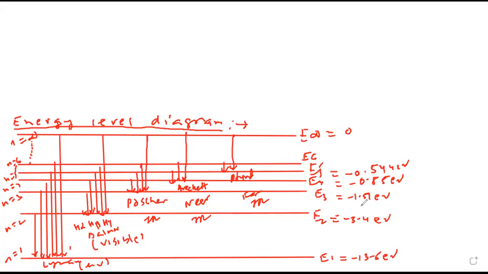Lyman series means its lowest orbit is 1, higher can be 2, 3, 4, 5 up to infinity. For Balmer, n1 is 2, higher can be 3, 4, 5. Same way Paschen is 3, then 4, 5 and so on.